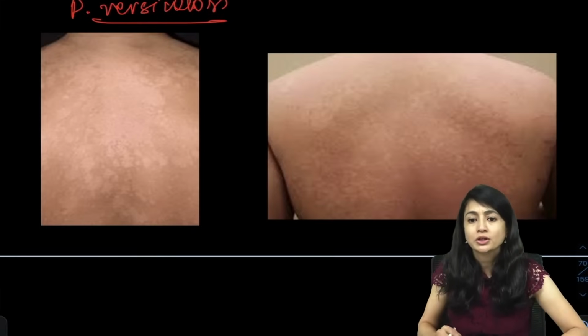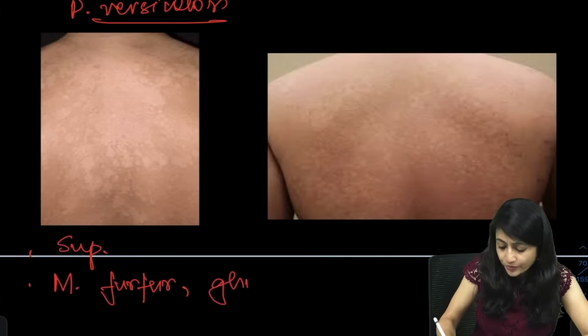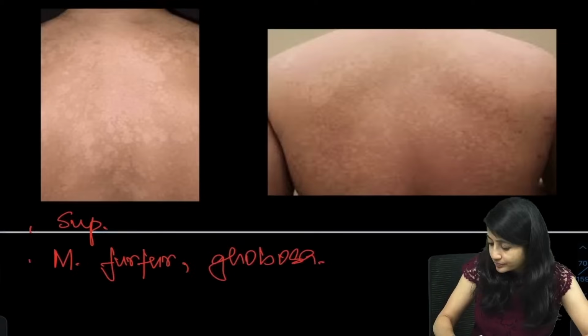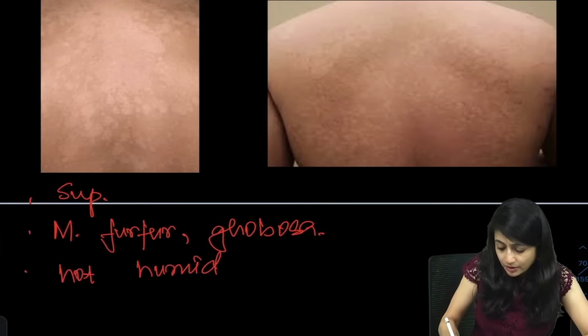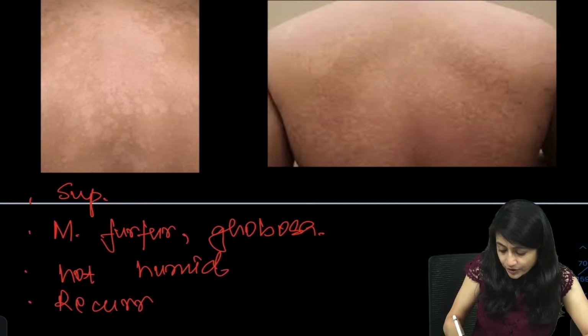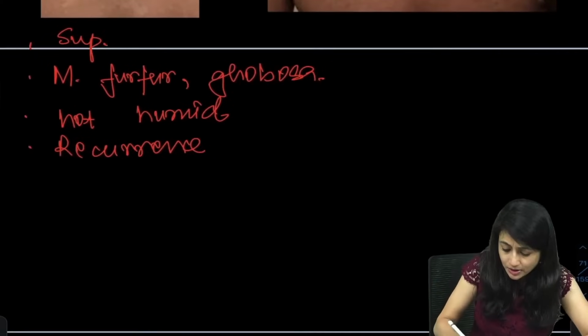Important pointers here are, my question to you, I know you all know P versicolor, don't write that. My question to you is, the hypopigmentation that you see is because of what? It is a type of superficial fungal infection caused by Malassezia furfur, Malassezia globosa, and it is seen in hot humid environment. Recurrence is a rule, usually seen in adolescent age group.